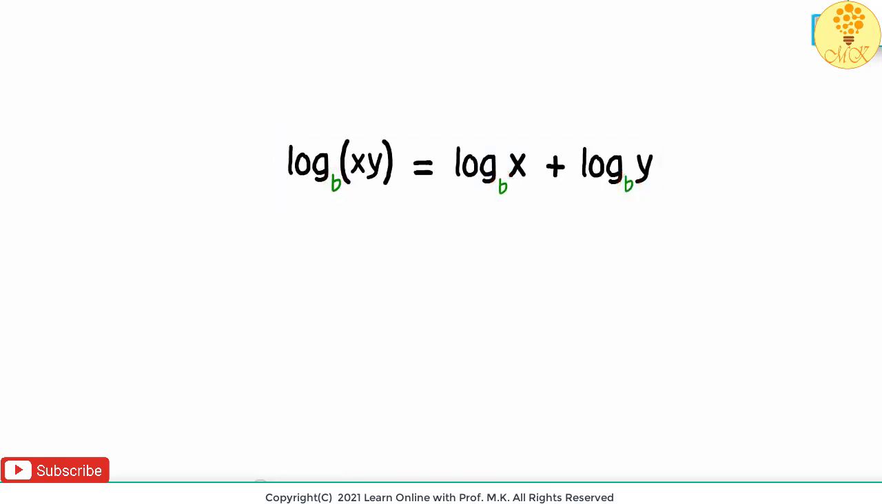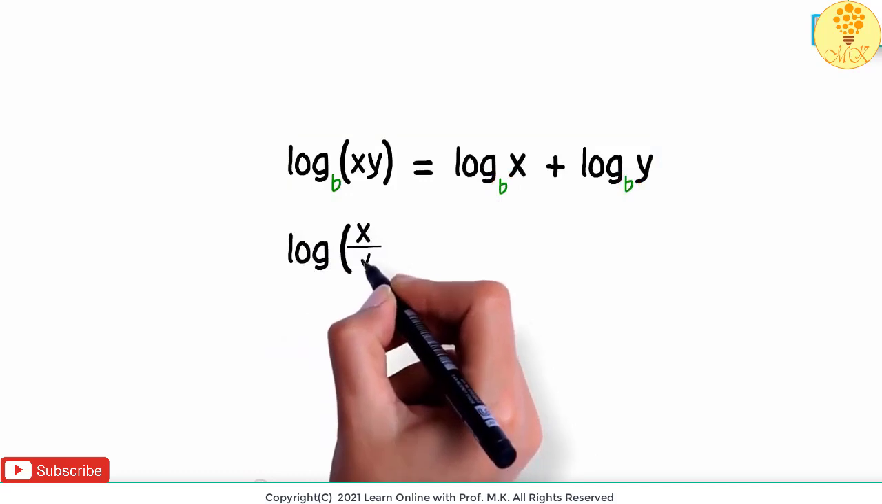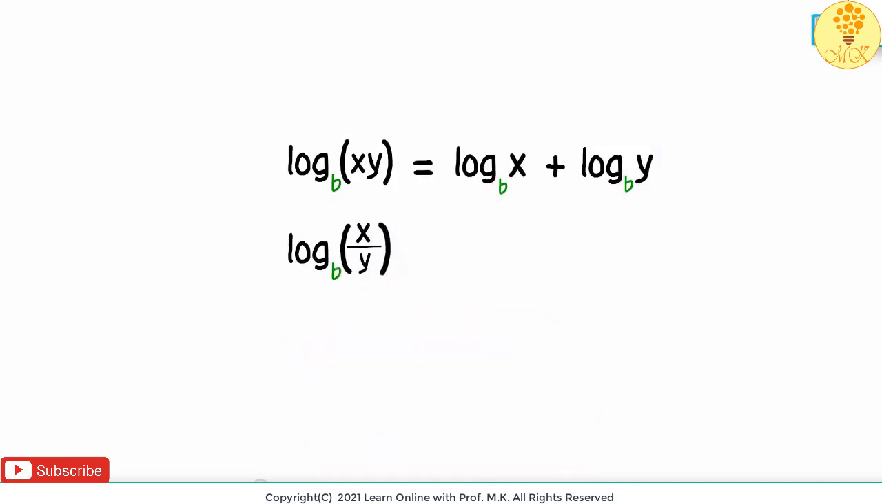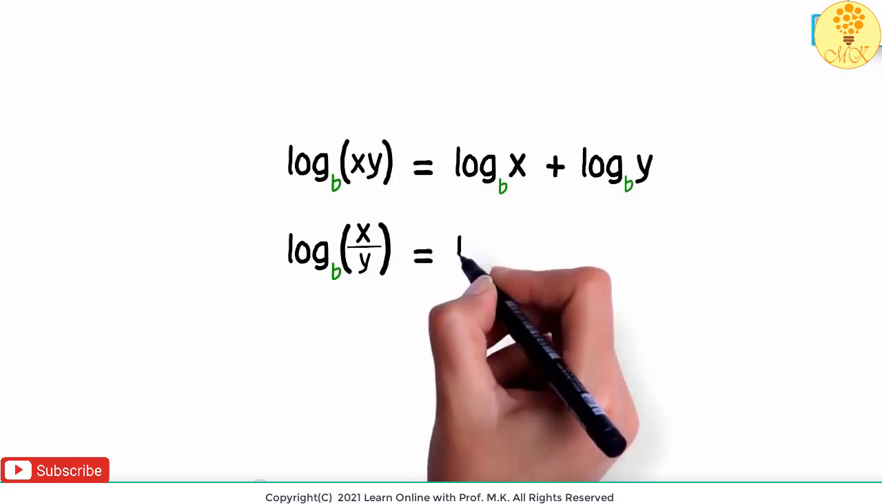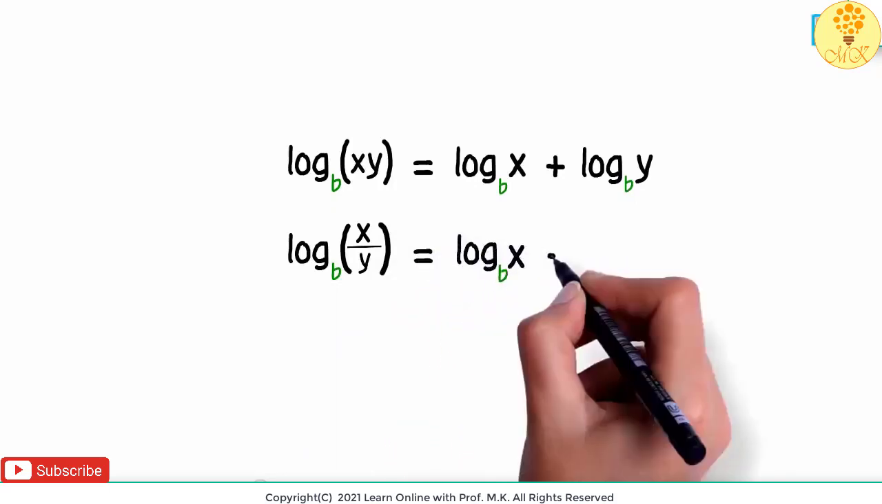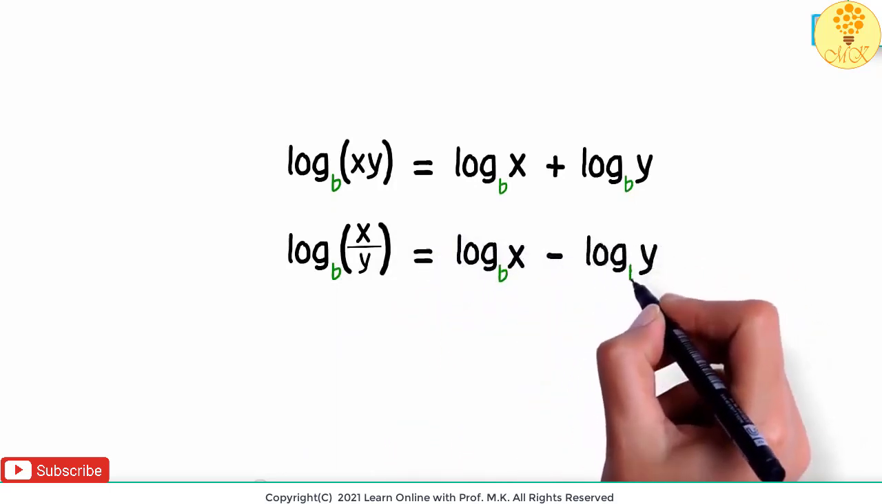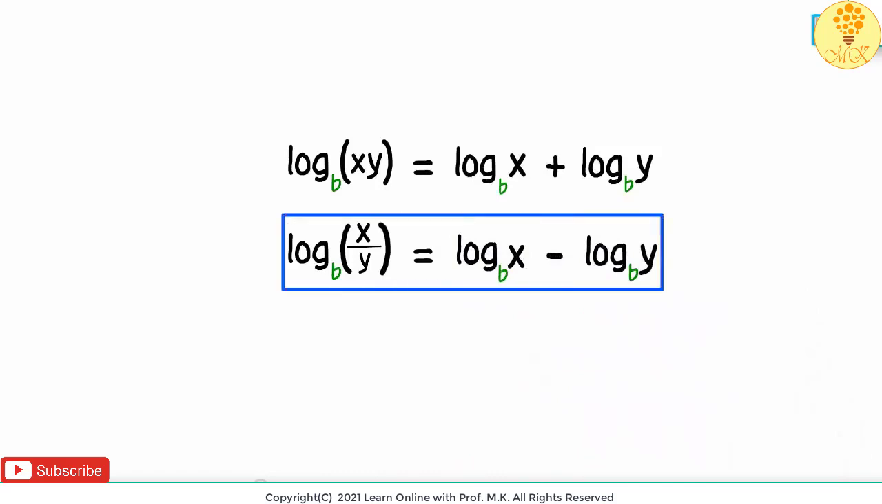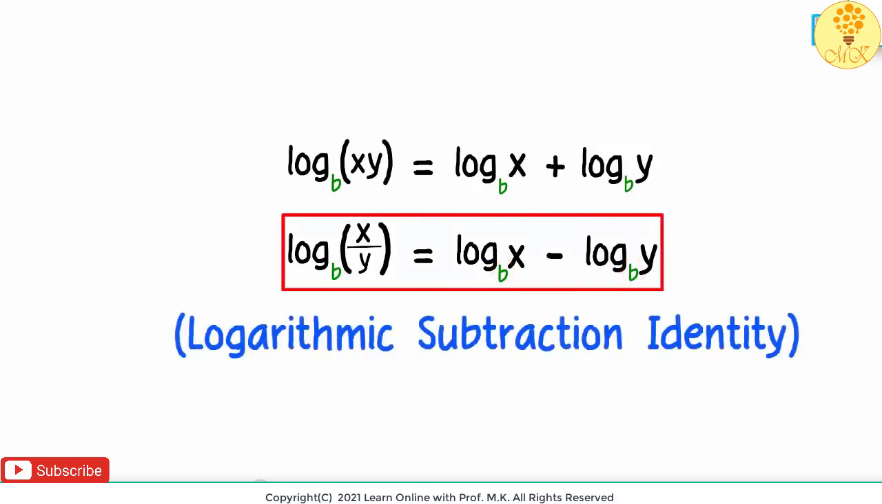The next rule talks about log of x over y to the base b. You can probably guess what this will be equal to. Yes, it will be equal to log of x to the base b minus log of y to the base b. That's the second rule, and again, the bases are the same. This is referred to as the logarithmic subtraction identity.